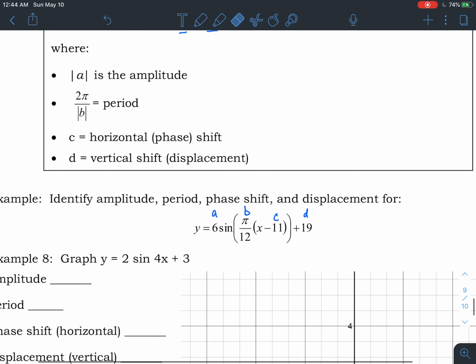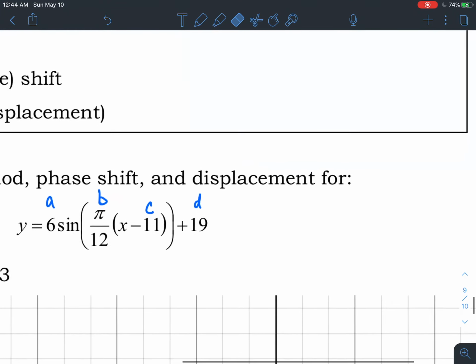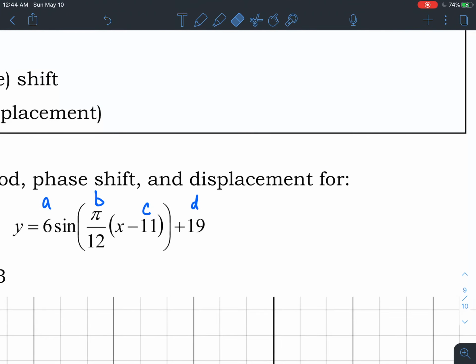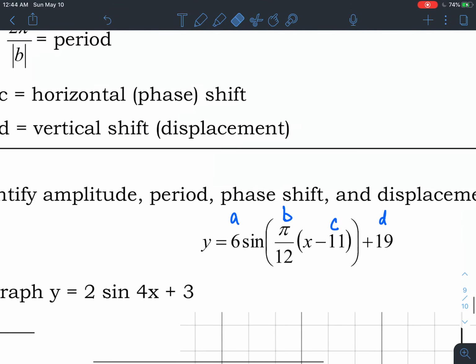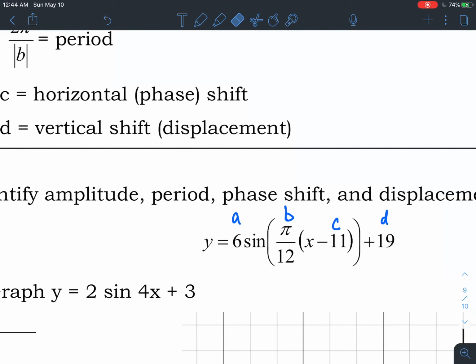This is two separate problems. Just this example, we're just identifying amplitude, period, phase shift, and displacement. And then we'll graph example number 8, which is a totally different equation. So for my amplitude, I'm just going to write it over here above it. My amplitude is 6, like we just talked about.